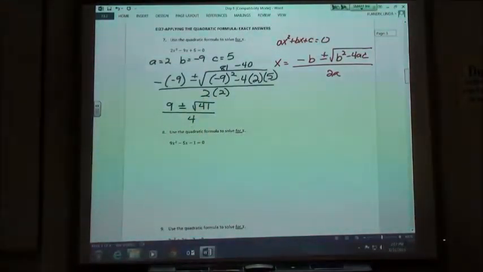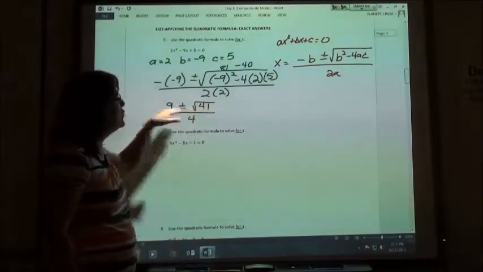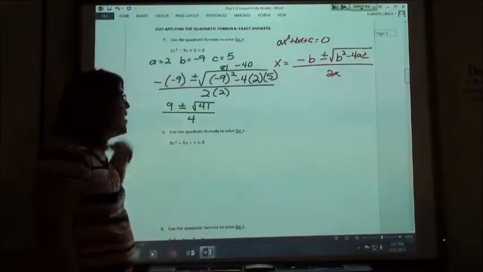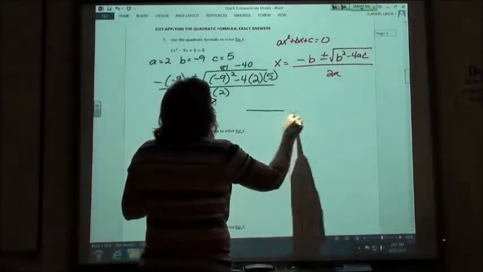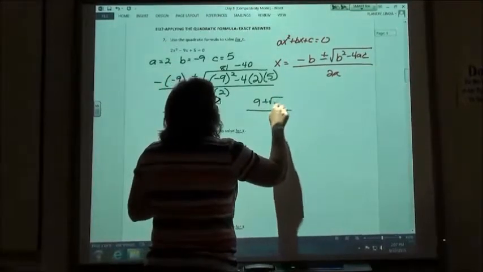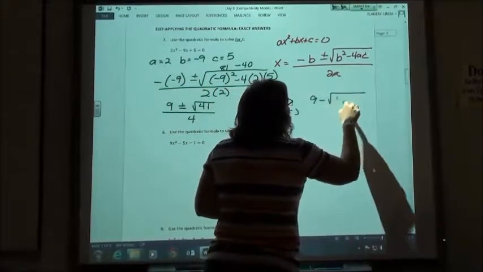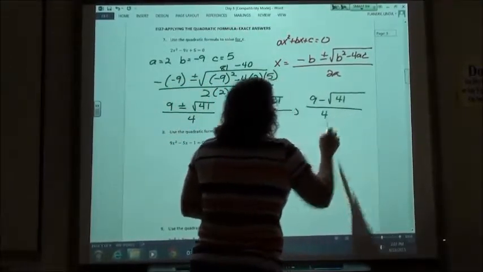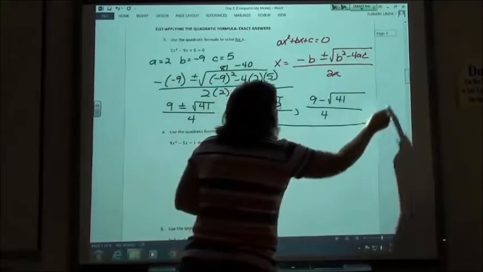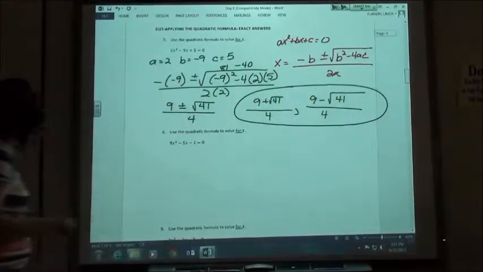On Alex, they don't have a plus or minus button, so you have to put it in as 2 answers. Be careful, this is one big fraction. Hit the fraction button first. So 9 plus the square root of 41 over 4, and 9 minus the square root of 41 all over 4 are going to be your solutions.